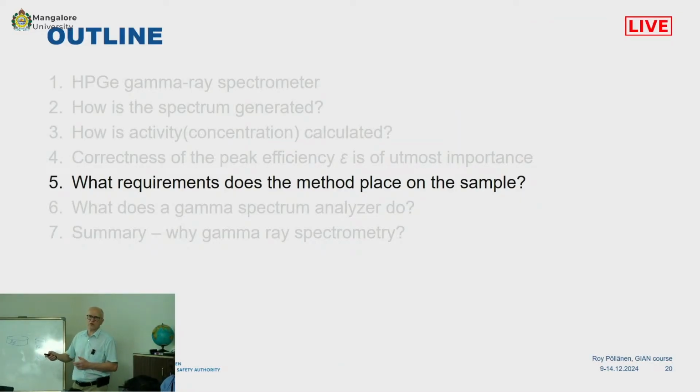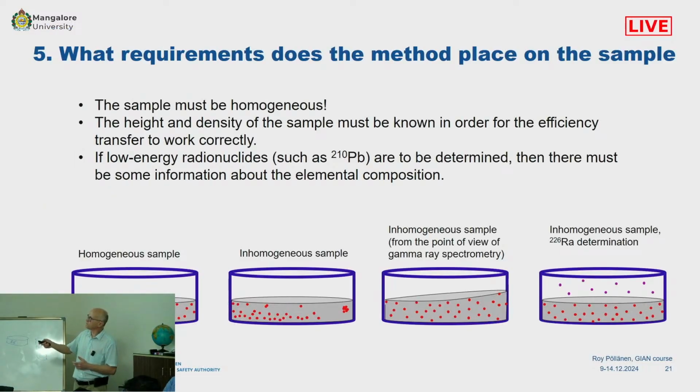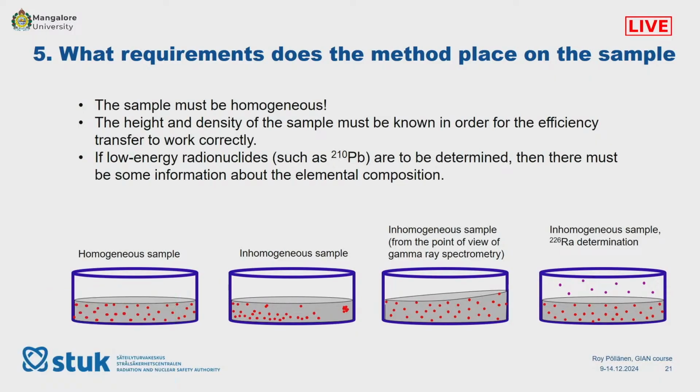So, what about the samples? What are the requirements? One thing is that the sample must be homogeneous if you want to have a correct quantitative result. We have to know the density, height of the sample, and also the elemental composition, so that our efficiency transfer method works correctly.